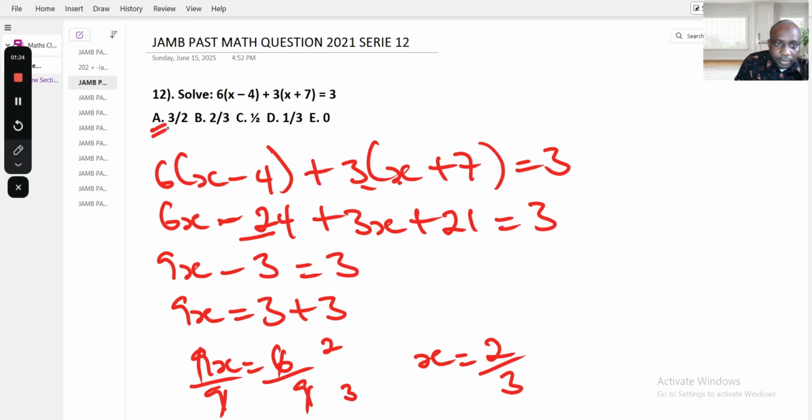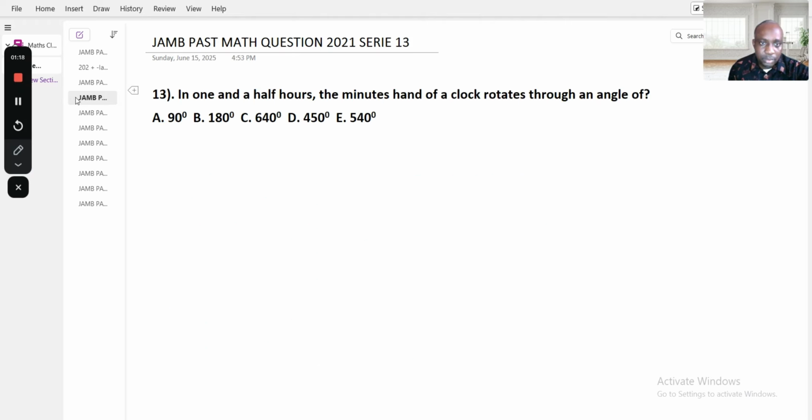A. Let's move to the next question. In 1.5 hours, the minute hand of a clock rotates to an angle.